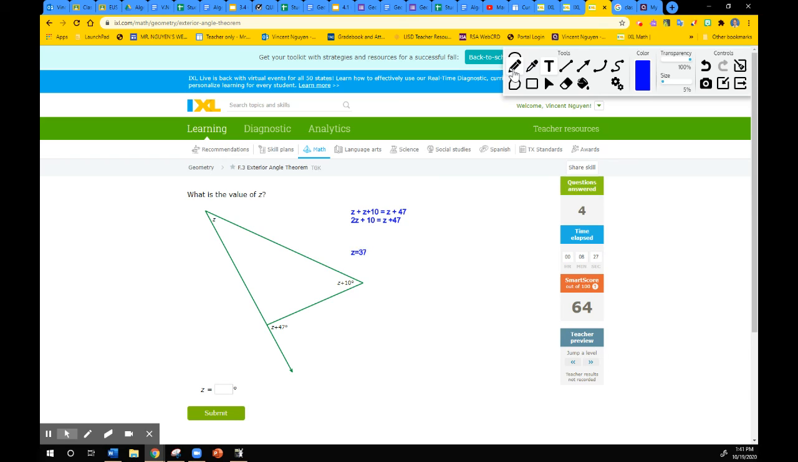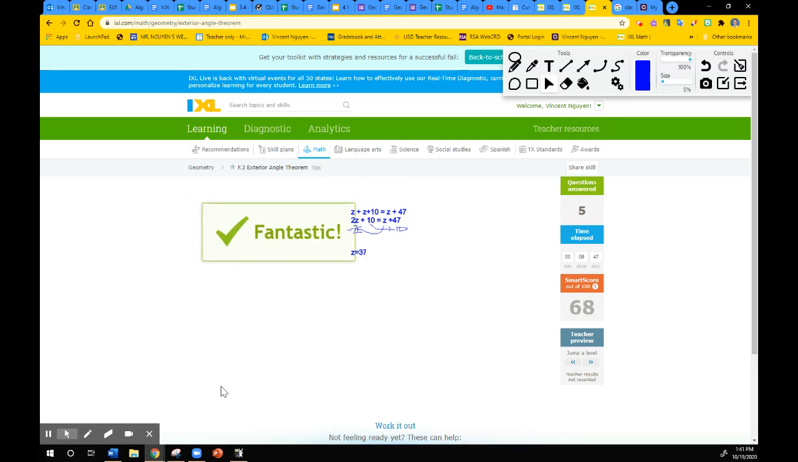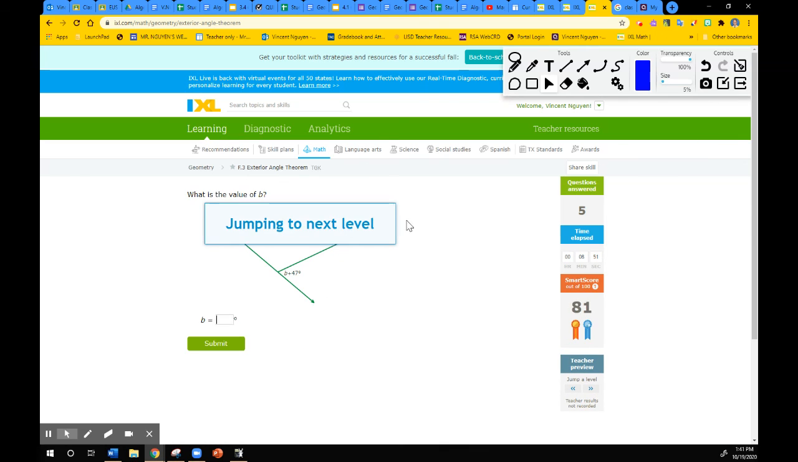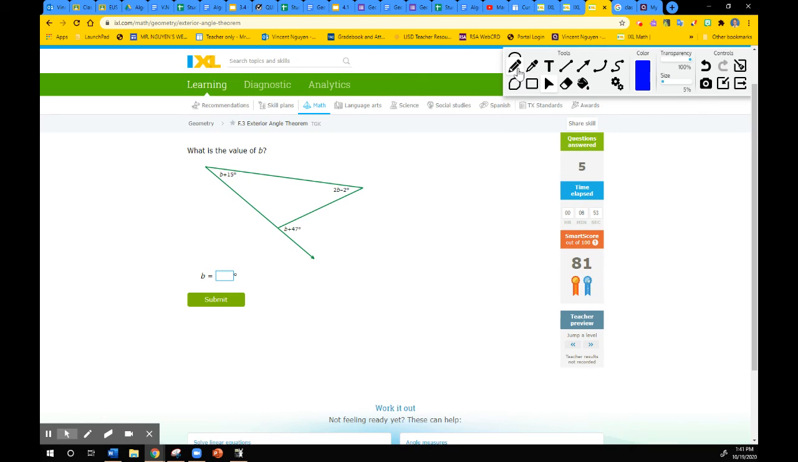Why did I get 37? Okay, so I am subtracting this z away from here, minus z. I take it away from both sides, so it goes over there, and then I'm going to take a 10 away, minus 10. And that's how I got 1z equal 37, and that's what the problem is asking me for, and I'm going to put that in there, 37. Okay. Should we jump level one more time? I'm going to do two more and then we're good, right?